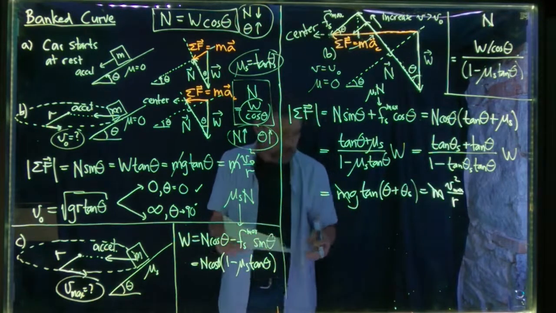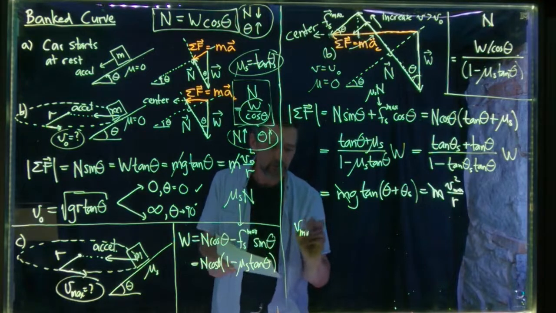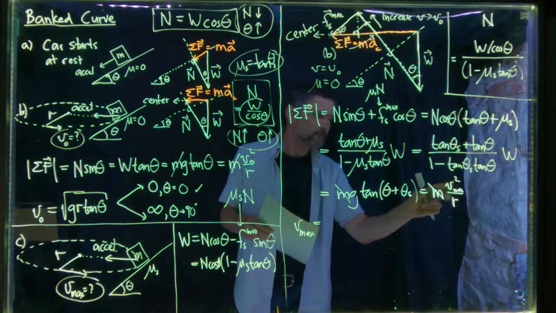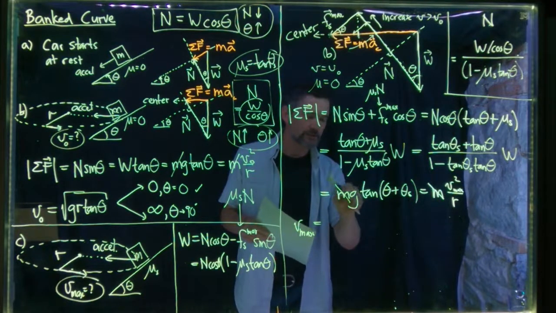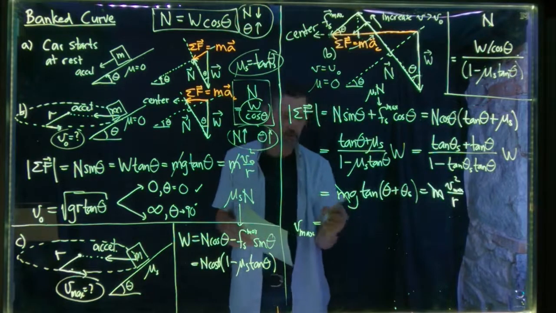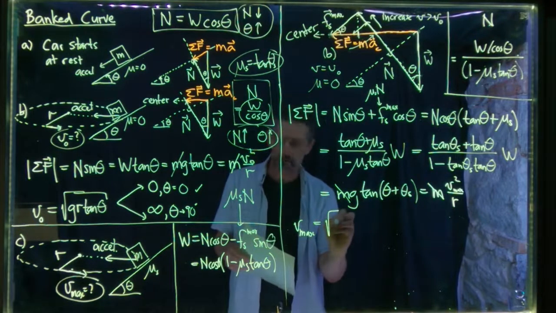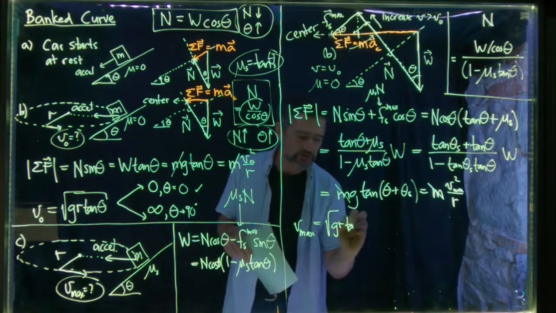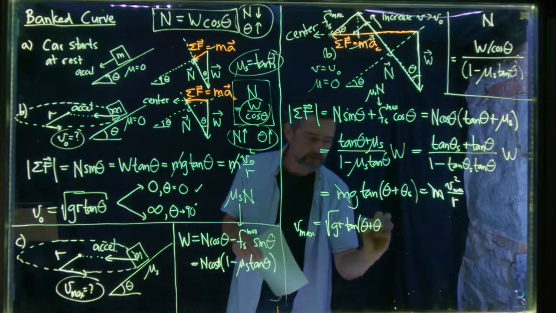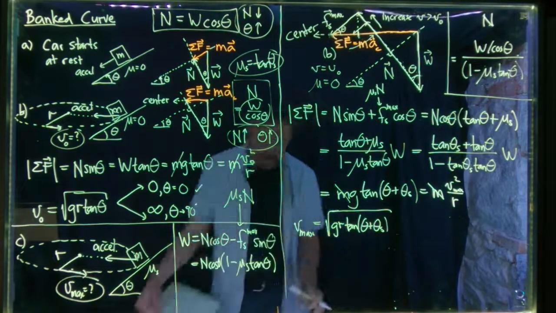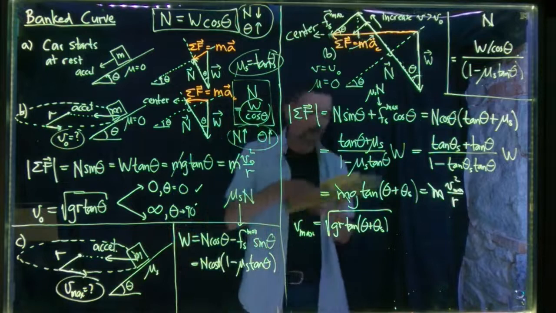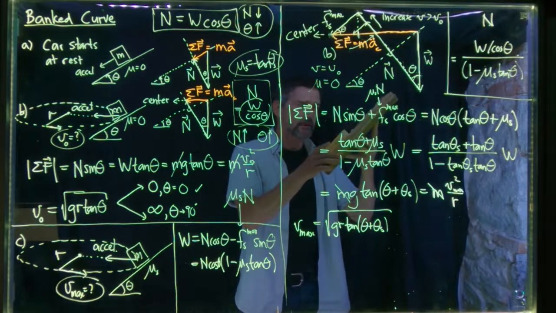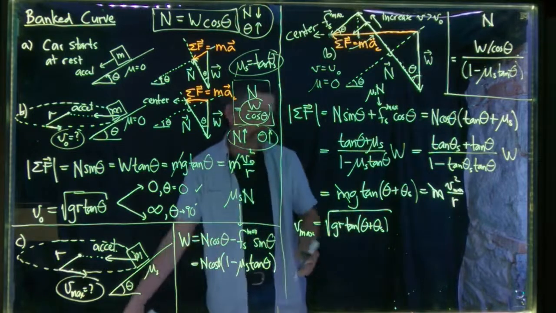And so what we get is v max is equal to the square root of g times r times tan of theta plus theta static. Remember that theta static is the angle at which we have to tilt the road so that it breaks static friction, right at that angle right there. That's theta static. Okay, great.